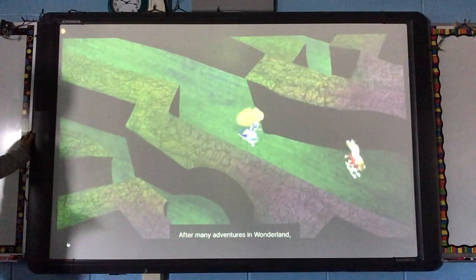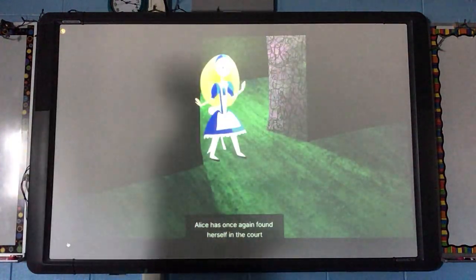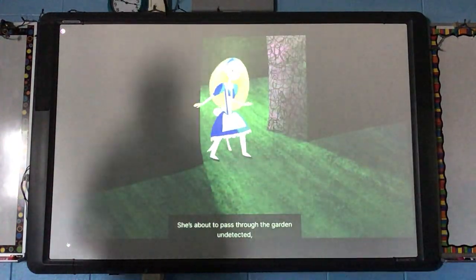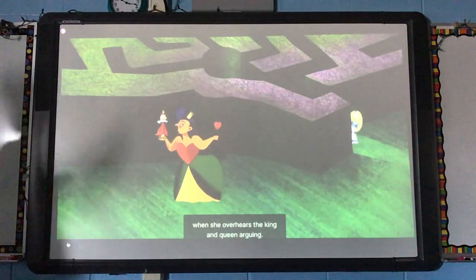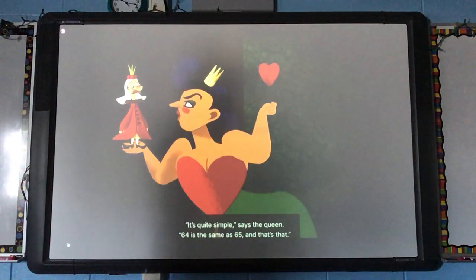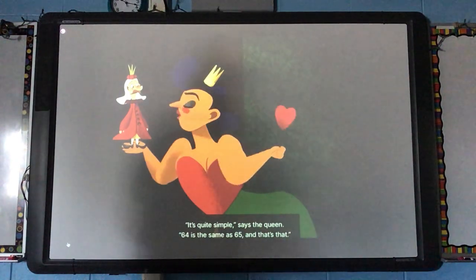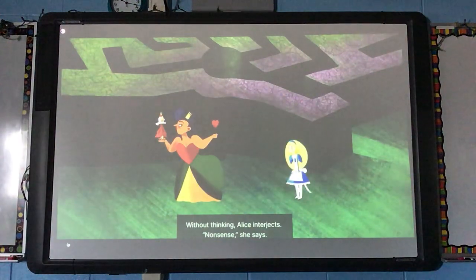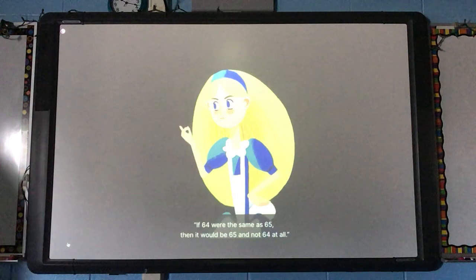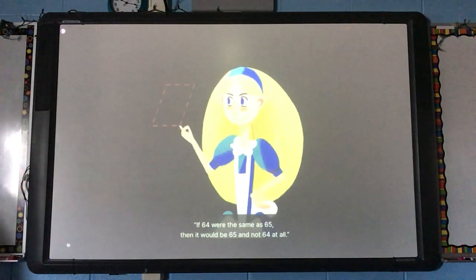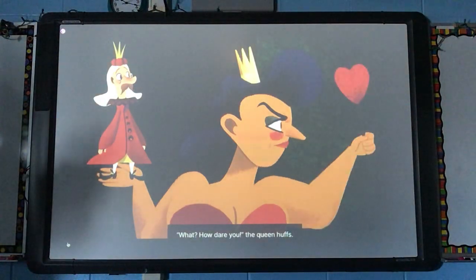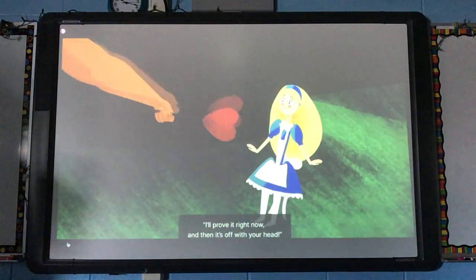After many adventures in Wonderland, Alice has once again found herself in the court of the temperamental Queen of Hearts. She's about to pass through the garden undetected when she overhears the king and queen arguing. It's quite simple, says the queen. 64 is the same as 65, and that's that. Without thinking, Alice interjects. Nonsense, she says. If 64 were the same as 65, then it would be 65 and not 64 at all. What? How dare you, the queen huffs. I'll prove it right now, and then it's off with your head.